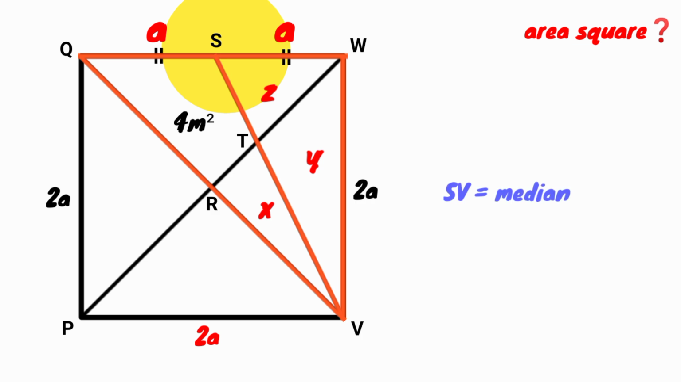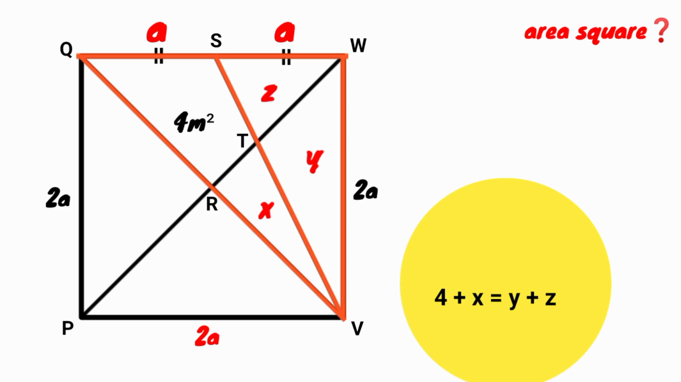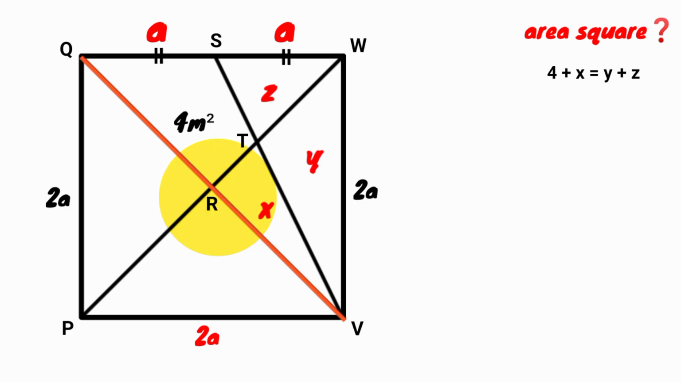That makes it a median of the triangle, and we know the median of a triangle divides it into two triangles with equal areas. That is, this triangle QSV and this SVW will have equal areas. This triangle, its area is divided into this 4 meters and this x, while that of this is divided into this z and this y. So 4 plus x equal to y plus z. Keep it aside.